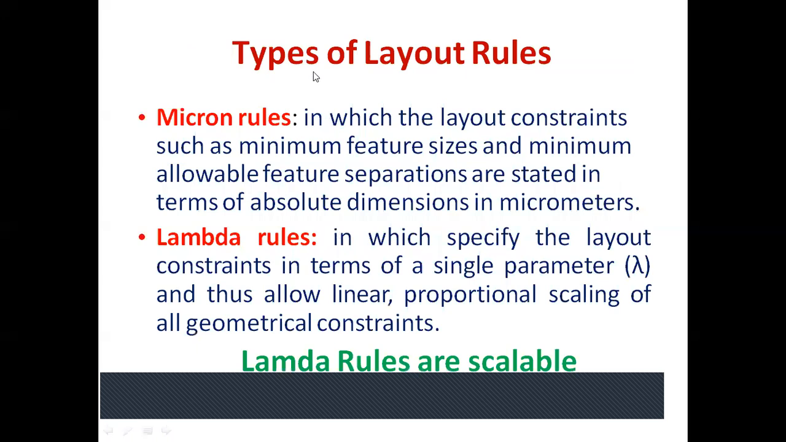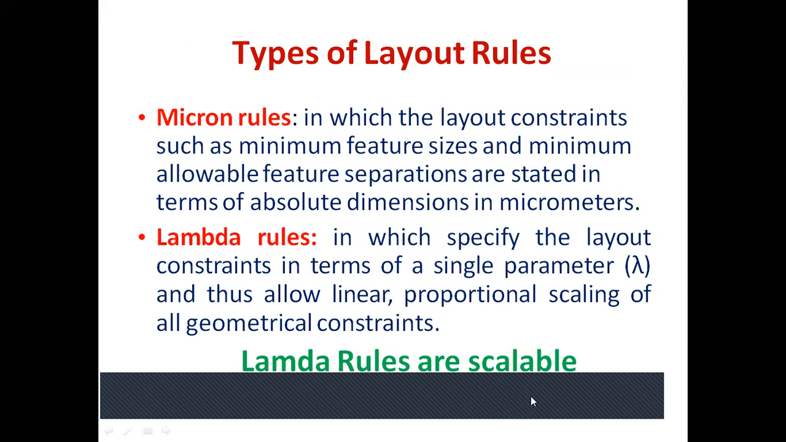Then there are types of rules. What is meant by types of rules? There are two types of rules. One is called the micron rule, as the name micron indicates, in which layout constraints such as minimum feature size and minimum allowable separations are stated in terms of absolute dimensions in micrometers.